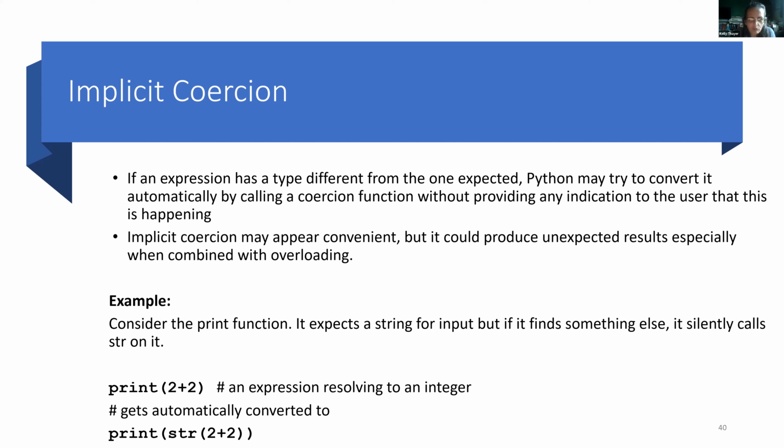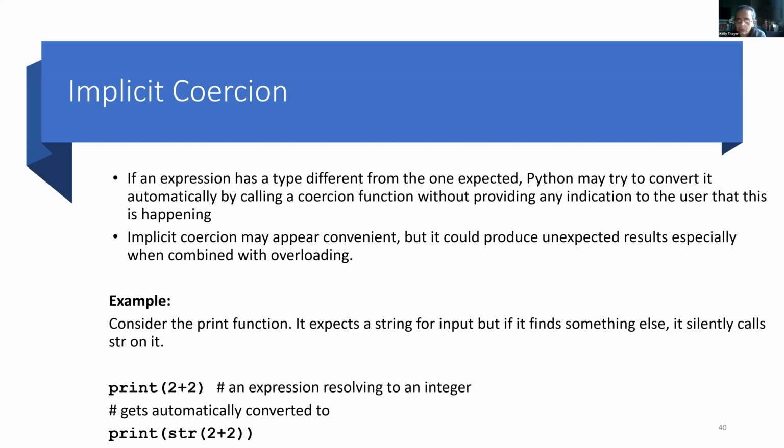Consider the print function expects a string for input, but if it finds something else, it silently calls str on it. So how is it that print(2 + 2) actually works? Print should only work on a string, like I told you, right? Or did Professor Thayer not tell the whole truth? Well, the reason is that this is an expression that is going to resolve to an integer. Do you agree? 2 plus 2 will resolve to 4, which is an integer.